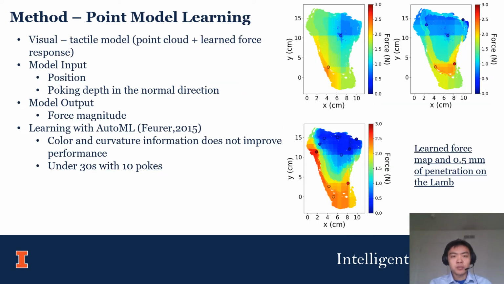During point model learning, we would like to build a visual tactile model, meaning that we want both the point cloud of the object and also the learned force response map. The model that we want to acquire takes as input the position of where you're poking at the object, and also how deep you're poking at it in the normal direction. And the output would be the force magnitude.